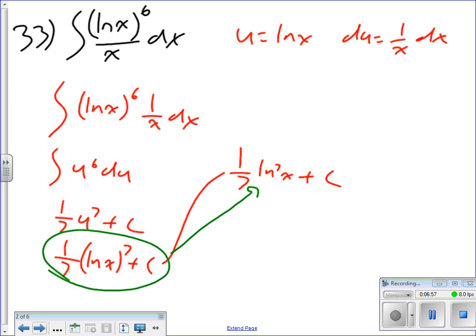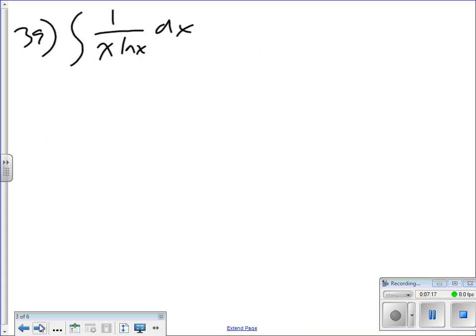So what happens to 1 over x? It just turns into du? No. 1 over x dx becomes, because what is du? du is 1 over x dx. That's du. That's part of what du is equal to. Okay.